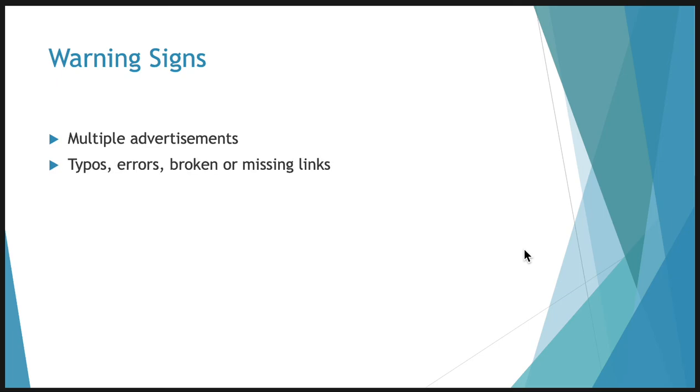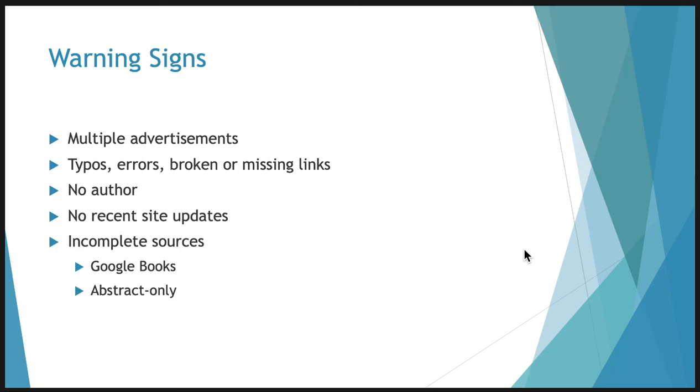If you're looking for typos and errors, try the links. If they're broken or missing, that is not a well-maintained site. And if the site's not maintained well, why would you want to use its information? If there's no author listed, if there's no clear organization, you can't figure out anything about that organization, or nobody is signing that source, again, why would you use something that someone's not going to put their name on? And again, recent site updates, making sure that those are relevant.